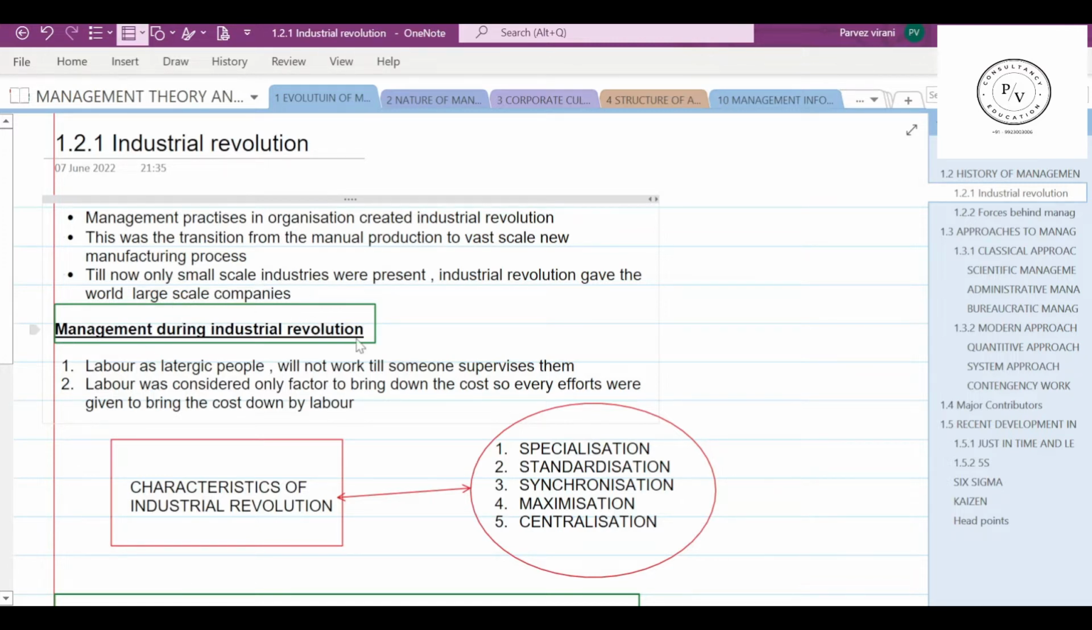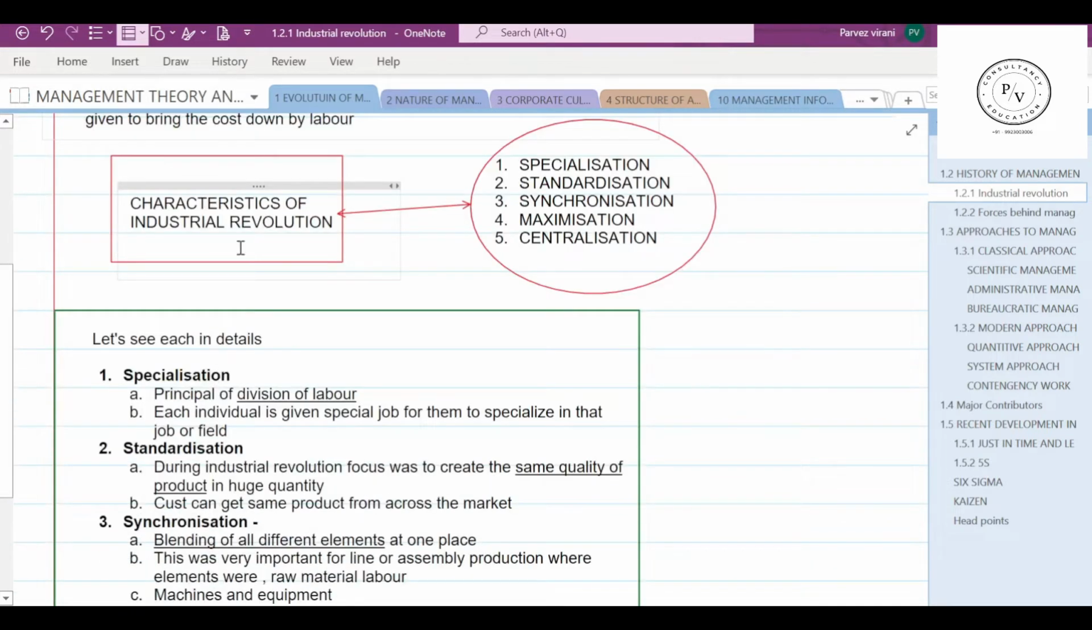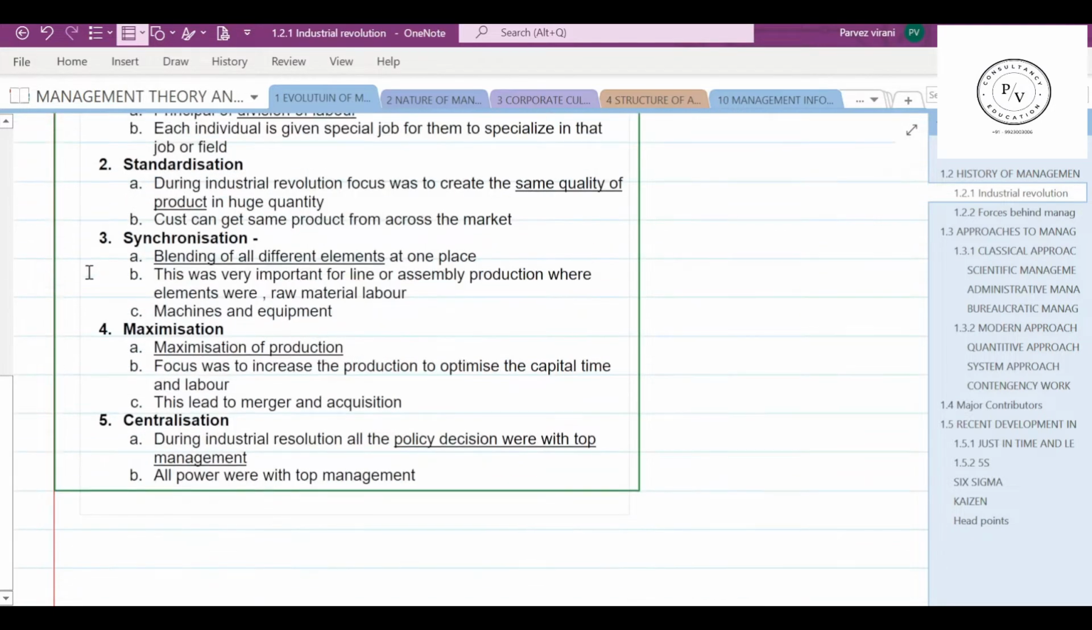Management during the Industrial Revolution: what was their understanding of labor? Labor was seen as lethargic people who will not work till someone supervises them. The second point of understanding was that labor was considered the only factor to bring down the cost. So every effort was given to bring down the cost of labor. Characteristics of the Industrial Revolution. There are five major characteristics: specialization, standardization, synchronization, maximization, and centralization. Let's see each of them in a bit more detail.